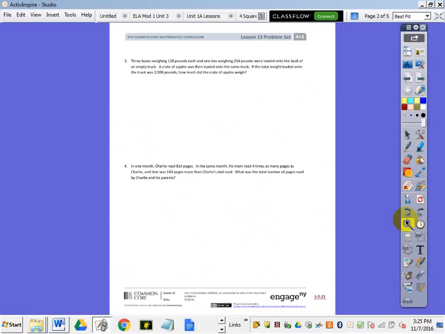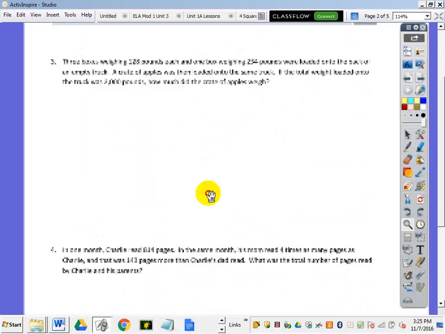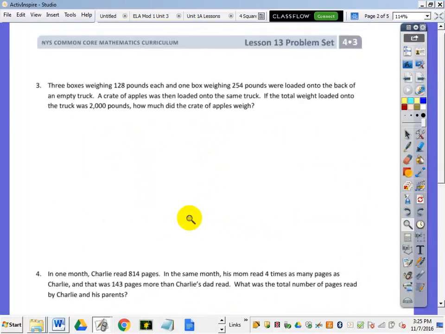Question 3. 3 boxes weigh in at 128 pounds. It's nice they're all the same box, so all 3 of them weigh 128 pounds. And 1 box weighs that much. They're loaded onto the back of an empty truck. Okay, so here's my truck.